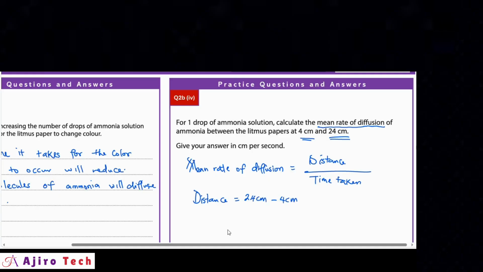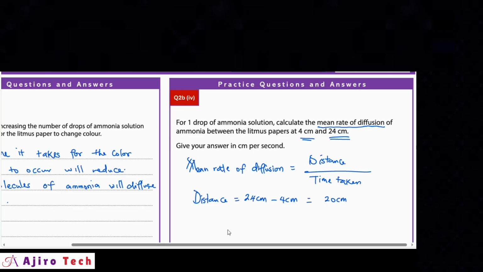So we are going to do this subtraction in the sense that we want the distance traveled from the 4 centimeter mark. We want to know the actual distance, so we have to do subtraction, and this will give us the distance we'll be using in our calculation, which is 20 centimeters. We will also do the same thing for the time.